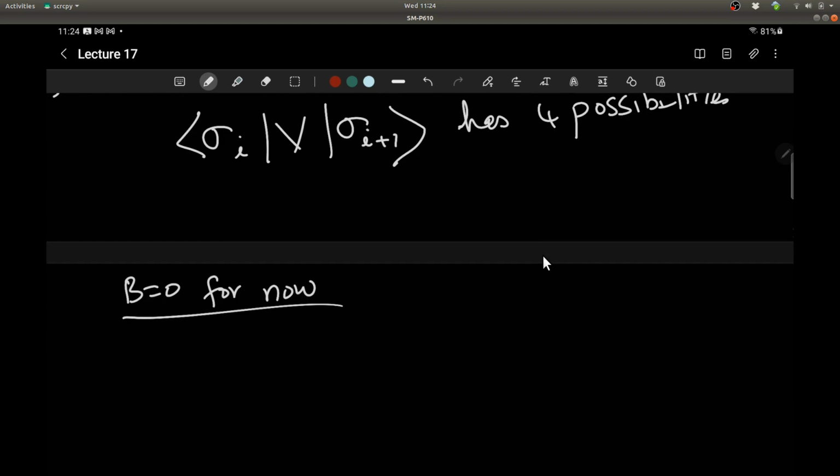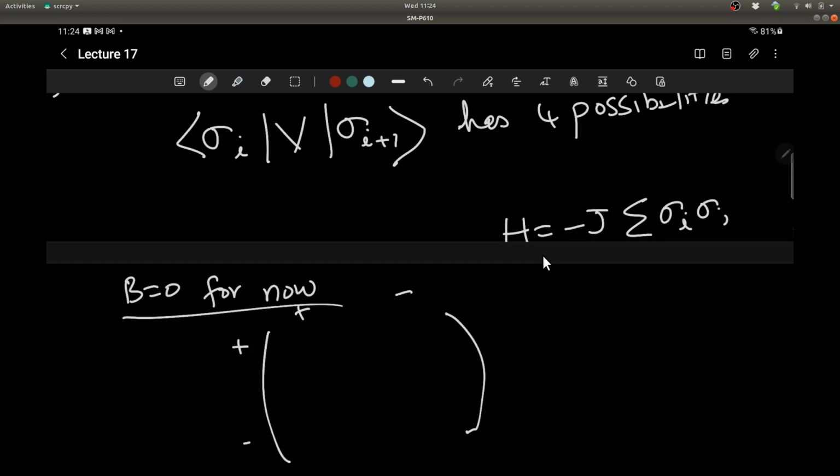I'll just write a matrix with plus minus for the rows and plus minus for the columns. Let's say sigma i is the row label and sigma i plus 1 is the column label. Here h is just minus j summation sigma i sigma j. So we have to compute this. I just want to identify it with e power minus beta h. This is what we want to identify.